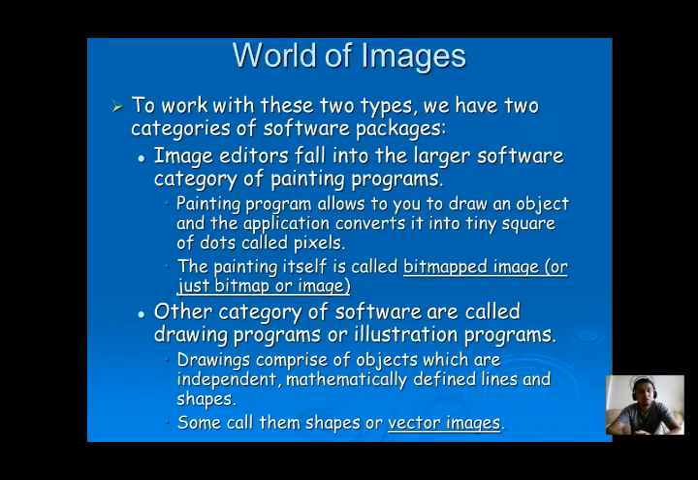The first kind of image editor that you have had experience working with, especially when you first learned computers, is MS Paint. That is a good example of a painting program which allows you to draw an object, and when you save that drawing made through MS Paint, the application itself converts it into a collection of tiny square dots called pixels that produce the output of that painting. In the end it's called a bitmap image, or just bitmap or image.